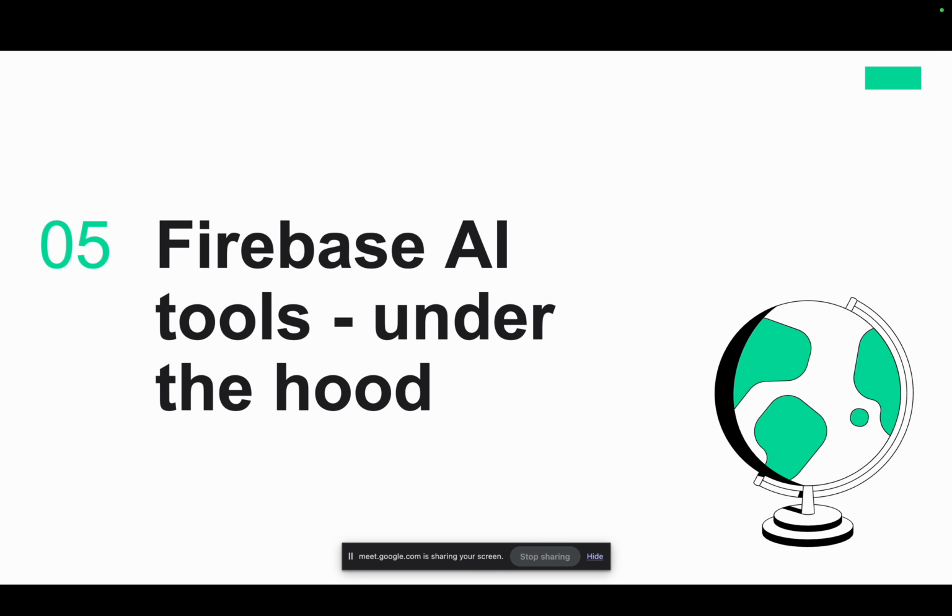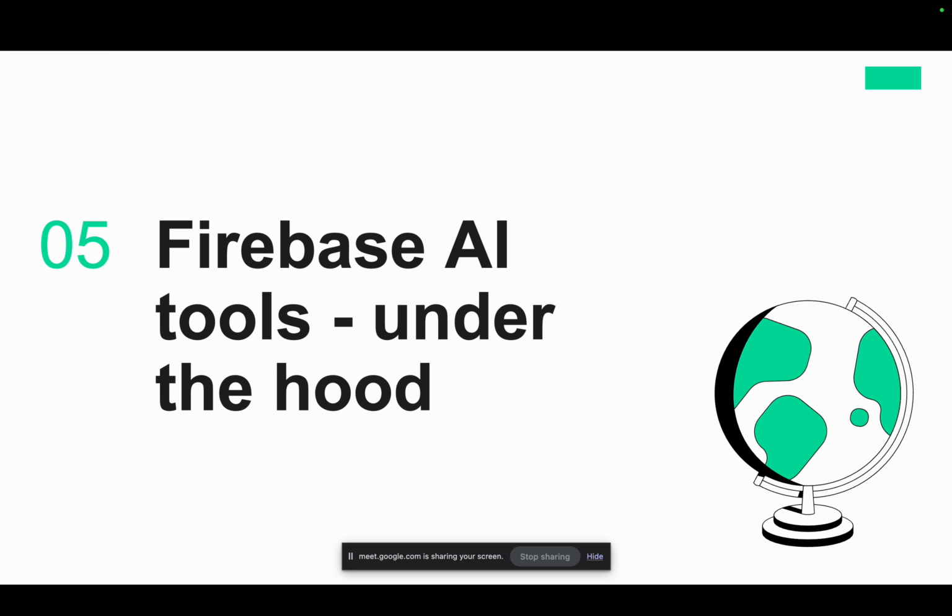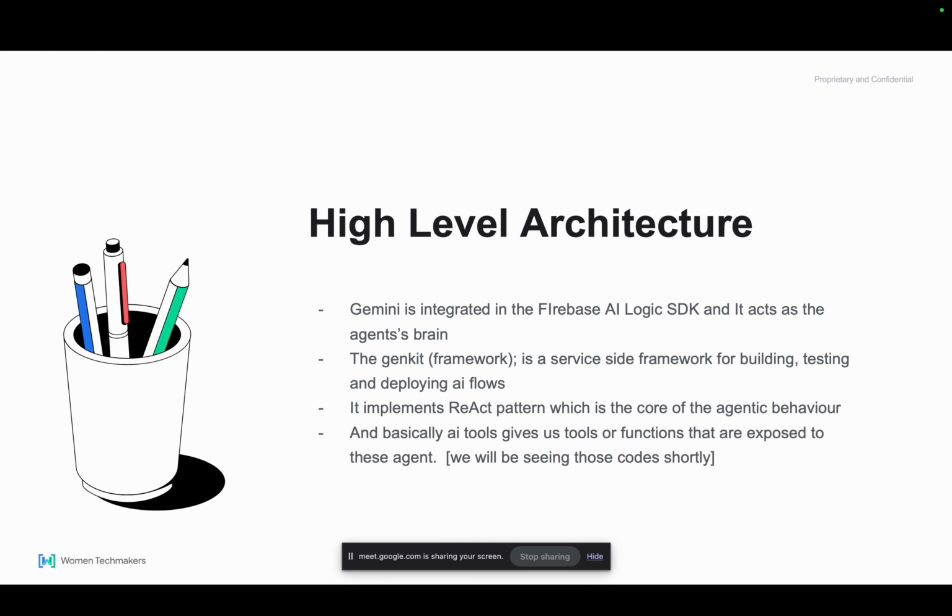Okay, so I mentioned that we will be using Firebase. We will be using Firebase because it has a few features that we are going to be leveraging. For instance, Gemini. We will be using Gemini as our model. We will be using the React framework as a whole and some AI tools. And basically, the Firebase AI tools provide us with all of that. So we don't want to reinvent the wheel, which is why we are using Firebase AI.